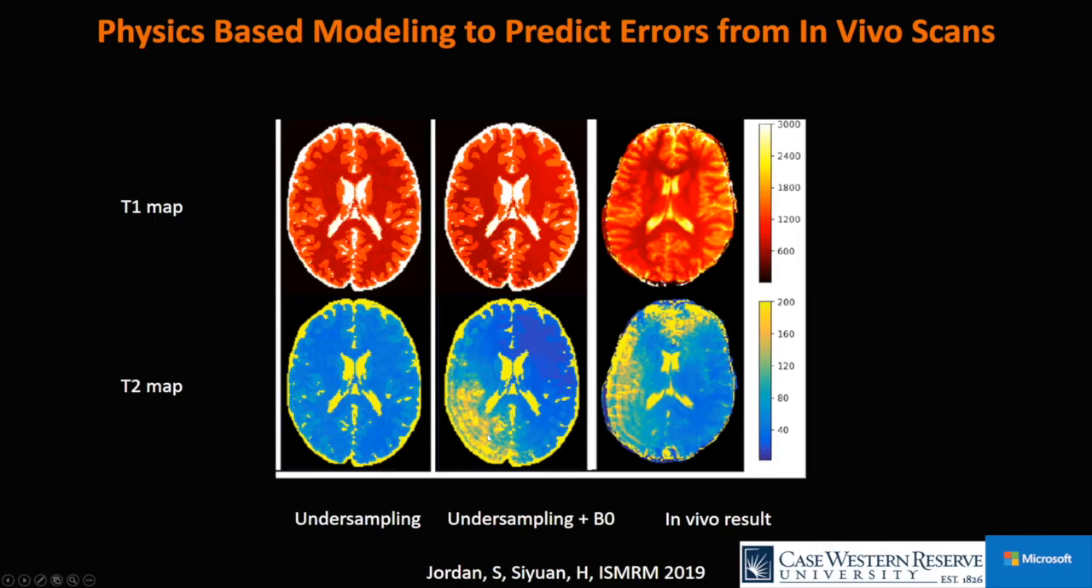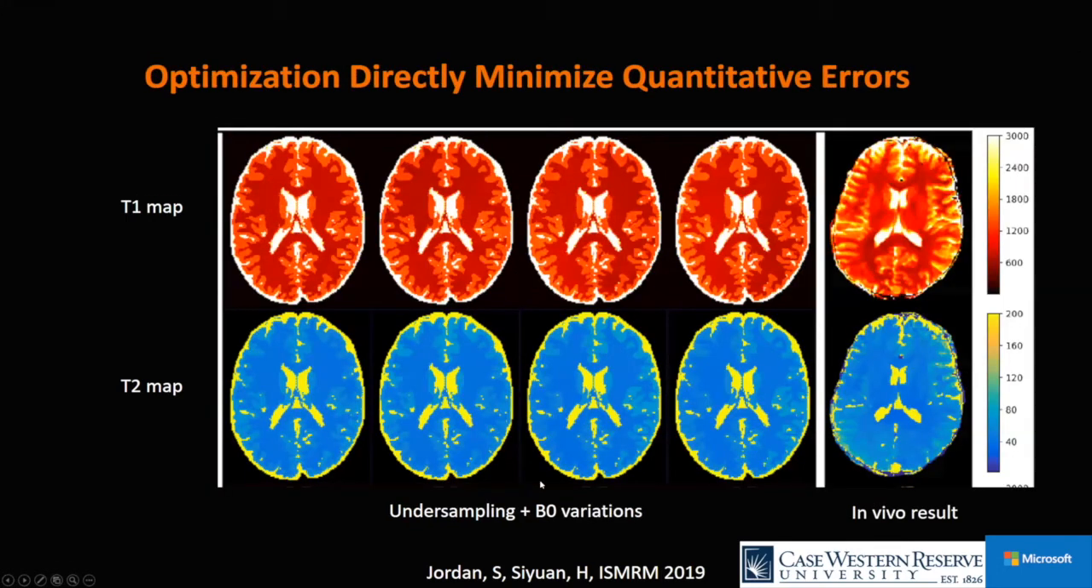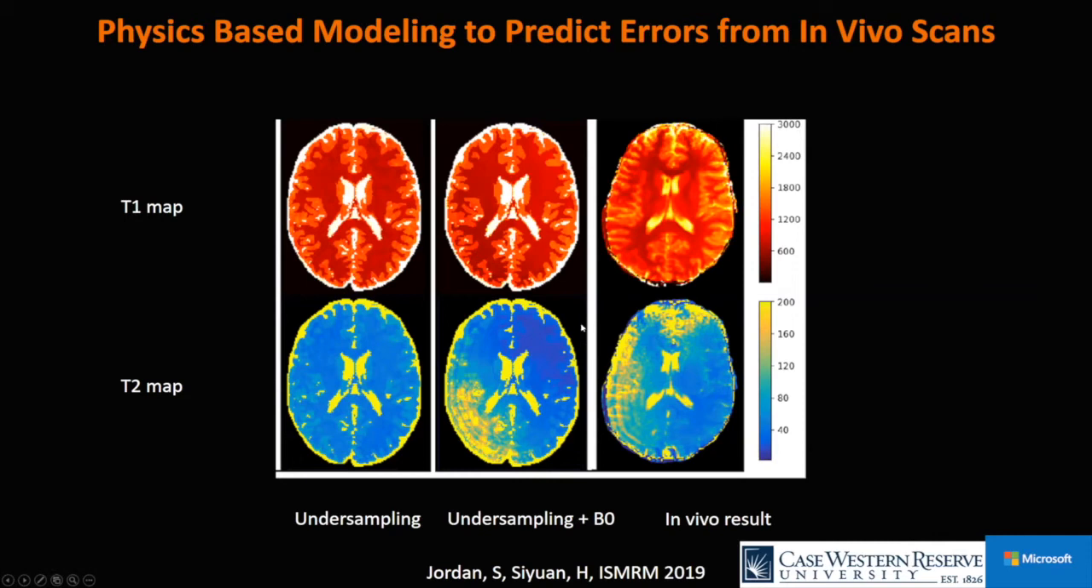So here we see the aliasing artifacts from undersampling and also shading artifacts that are not shown in the undersampling-only model. So here is an actual in vivo scan that we got by using a truncated MR fingerprinting scan. These two have the same acquisition setting. So here we can see that by using this physics-based model, we are able to predict those aliasing artifacts and the shading artifacts from the actual scan. I want to point out that using this model, we are able to directly predict error from the in vivo scan.